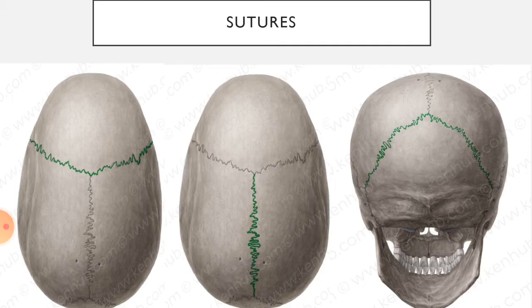When the parietal bones join with the occipital bone, you can appreciate a lambda shape here, which is called the lambdoid suture. This is a joint between the two parietal bones and the occipital bone. This is the coronal suture, a joint between the parietal and frontal bones. This one here is the sagittal suture, between the two parietal bones, and this one is the lambdoid suture, between the parietal bones and the occipital bone.